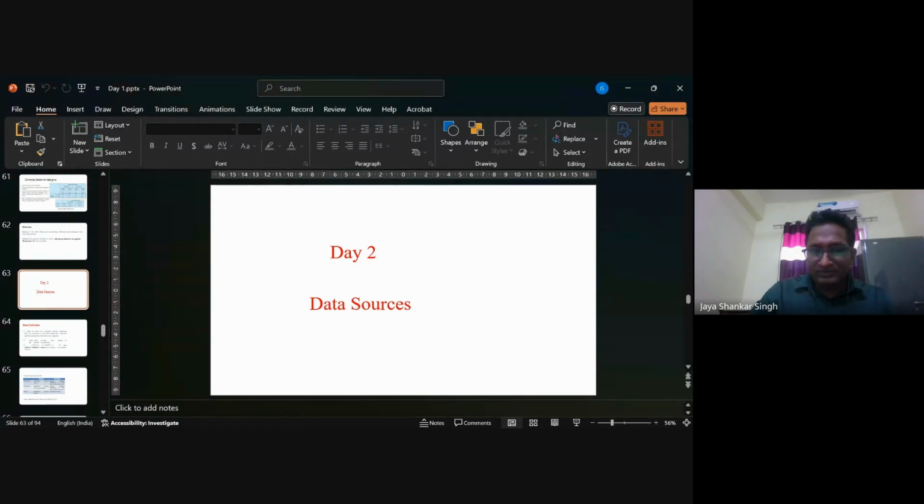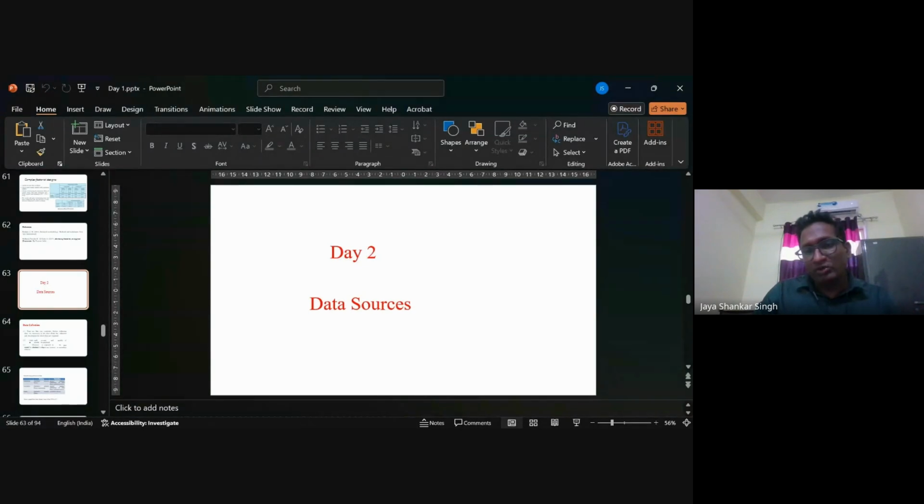Why do we need it? Suppose I need to have in-depth insight about something. So I will go with qualitative research. Clear? So we have different methods of collecting qualitative data and quantitative data. Mostly we will confine ourselves to quantitative data collection.